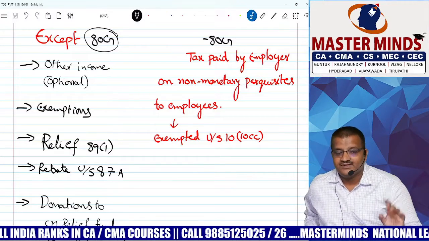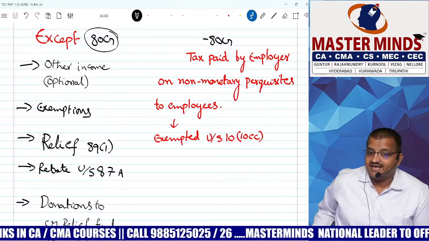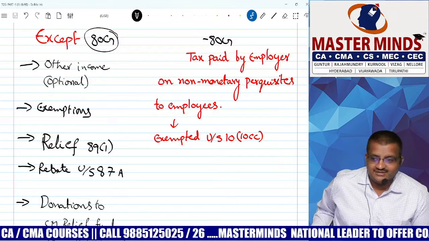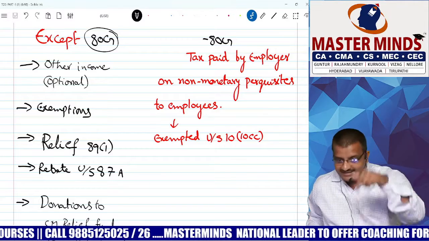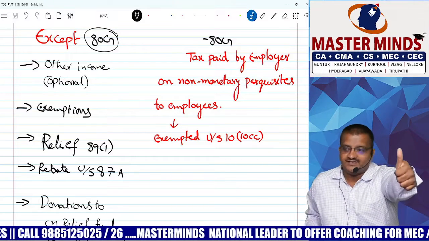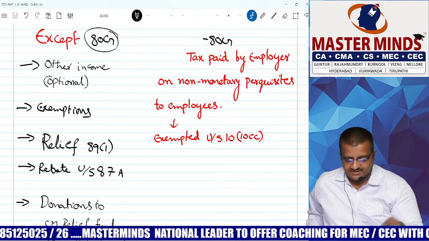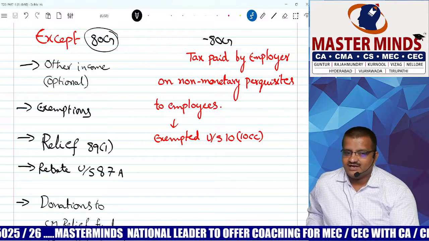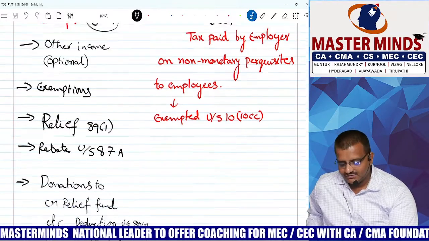Correct? But you are a gentleman. You came to me and said, sir, I have other income also. Sir, please deduct TDS on that income also. Shall I deduct or not? Yes. So is it mandatory or optional? Optional. Some employees will not inform their employers. Okay? Fine. Anyhow, next one.